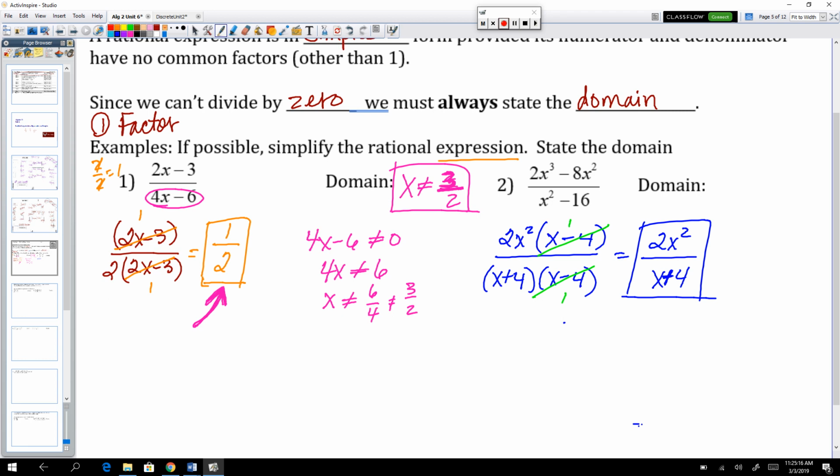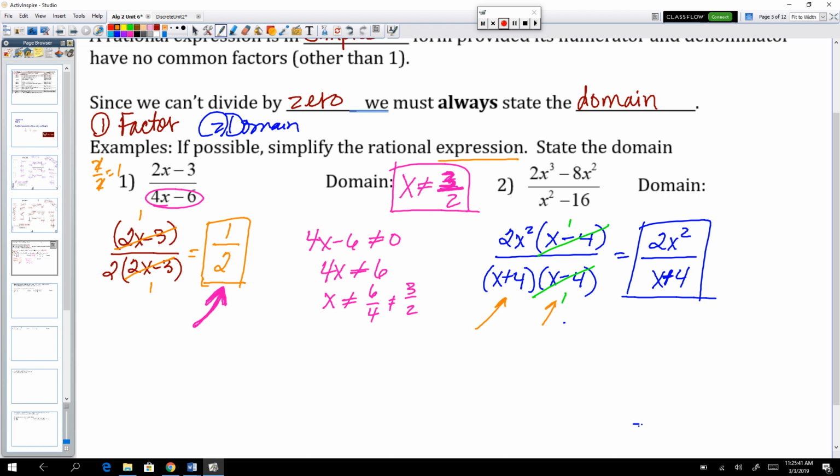Now we need to go back and take a look at the domain. Step 2 is always to go back and look at what are the domain limitations of this. What are the values of x that at any step of this problem would have caused trouble for us because we'd be dividing by 0? Now remember, I don't need to look at the numerator to look for these values, the domain limitations or restrictions. I only need to look at the denominator.